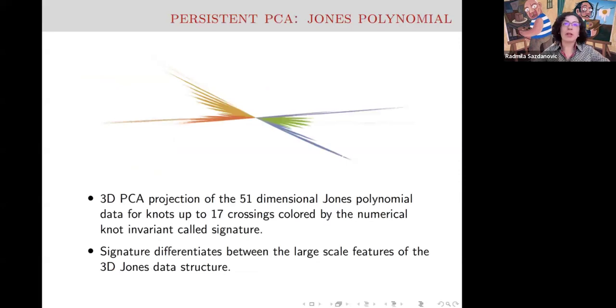For the Jones polynomial, it turns out that it's 3-dimensional or possibly slowly growing. And what you see here is not so 3-dimensional looking, but definitely a 3-dimensional projection, where you can see these slices that are colored by a different numerical invariant called signature. So you can see that the big features, these flares, can actually be differentiated using signature. Different colors represent different values of signature.